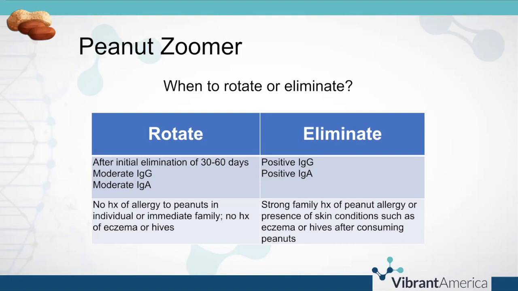Eliminating them would be positive IgG or positive IgA. This means longer term elimination for years potentially, depending on the person. And you'd also want to eliminate if someone has a strong family history of peanut allergy or the presence of skin conditions such as eczema or hives after consuming peanuts. Those would be situations in which you would definitely want to have that person eliminate that food.